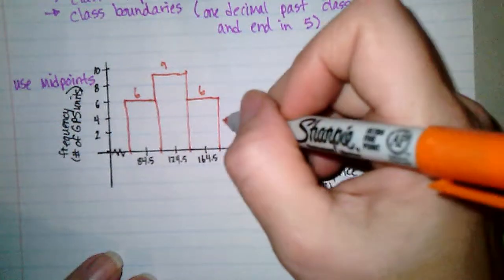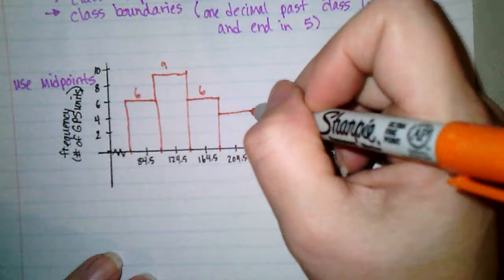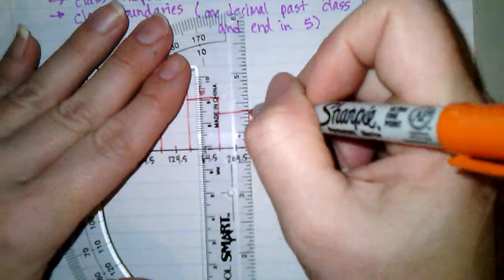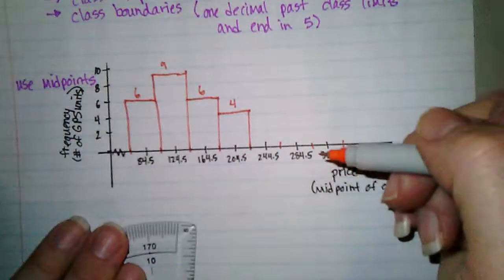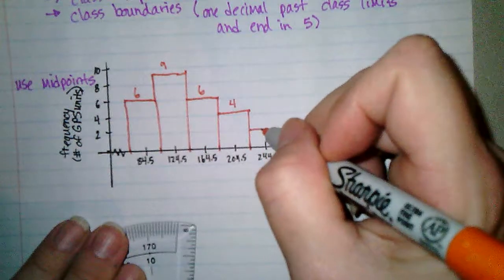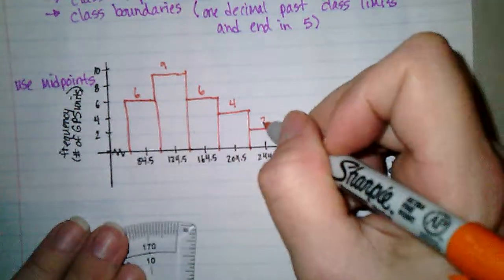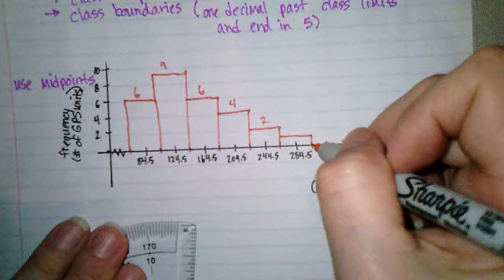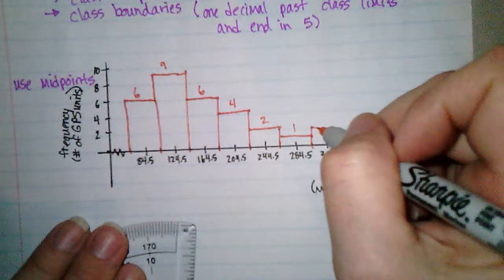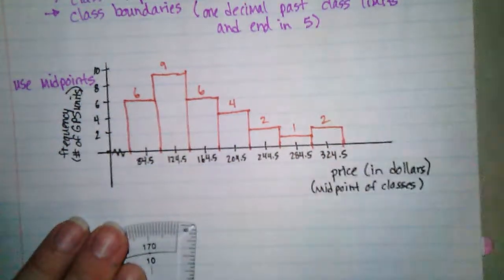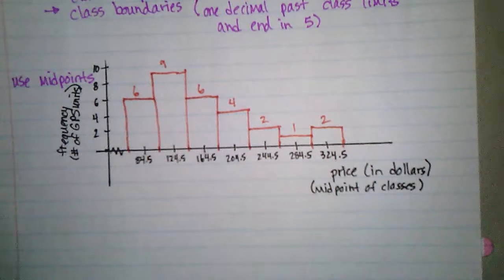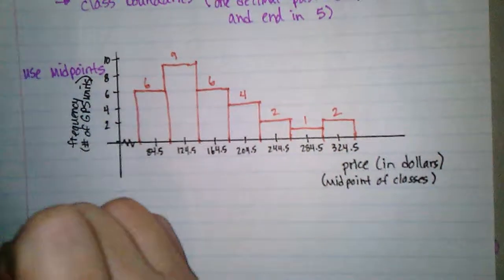And then the next class was 4. Oops, I got a little off track there. And then 2. And then 1. And then 2 again. So that is what a frequency histogram looks like using class midpoints. And then we're going to make one that uses class boundaries.